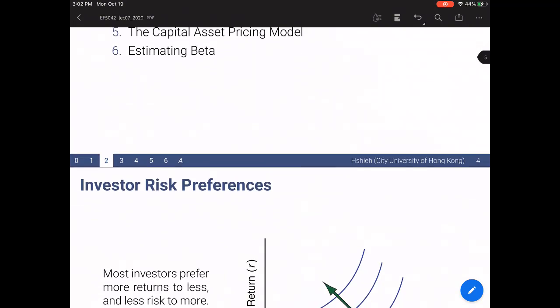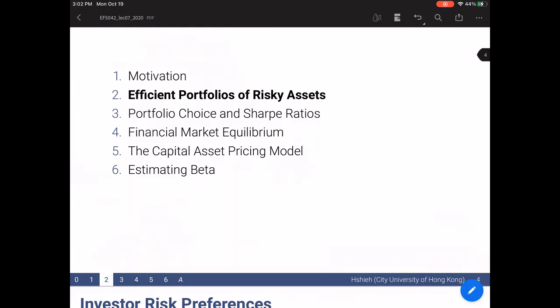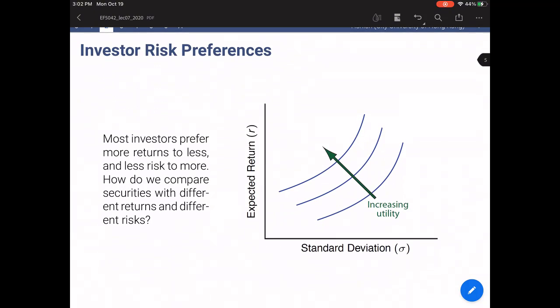Okay, so efficient portfolios and risky assets. Let's talk about investor risk preferences. Most investors, as I already said, prefer more returns to less. Having more of something is going to make us happier or better off, and less risk is also preferred. So how do we compare securities with different returns and different risks? It all really depends on your risk preferences, and we're going to try to represent this using some graphs.